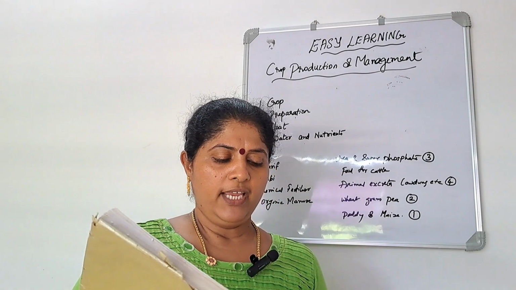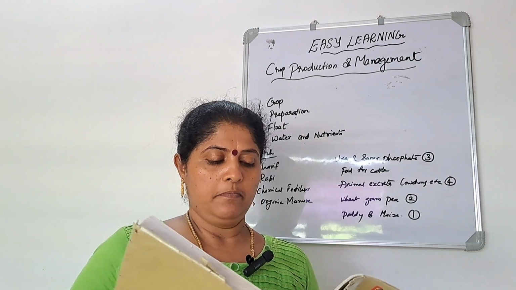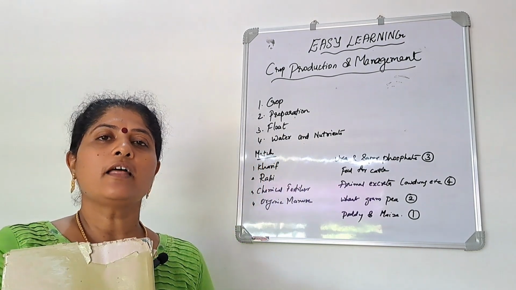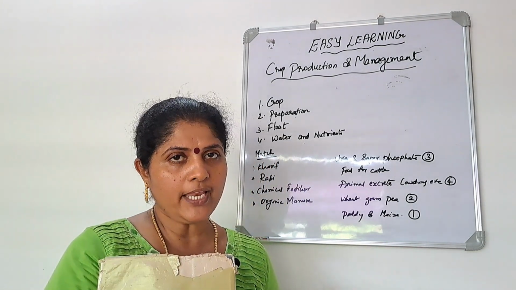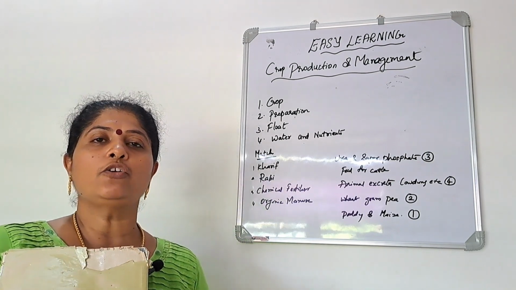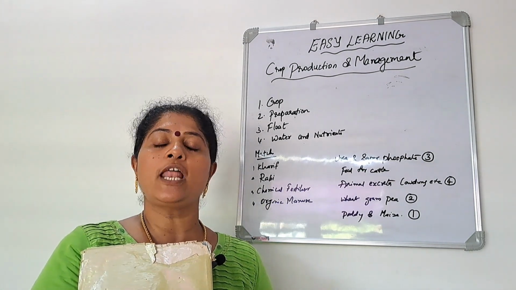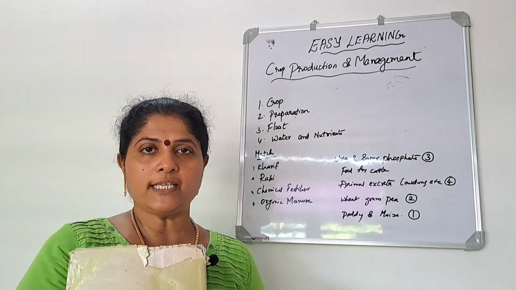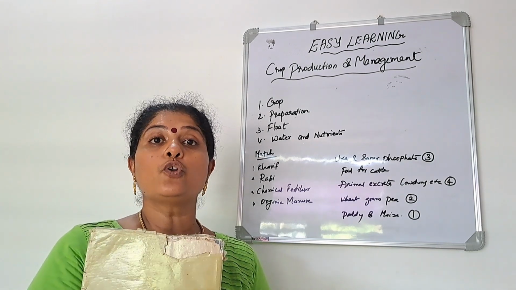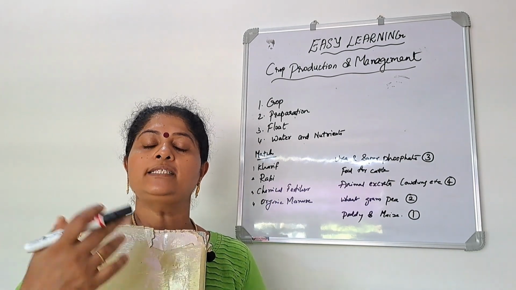Question: what are weeds? How can we control them? Regarding the definition of weeds, I have already explained. Weeds are the unwanted or undesirable plants which grow along with the crops. They are known as weeds. So, how can we control the weeds? We can control the weeds in many ways.